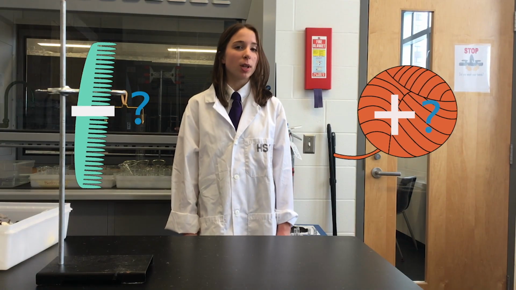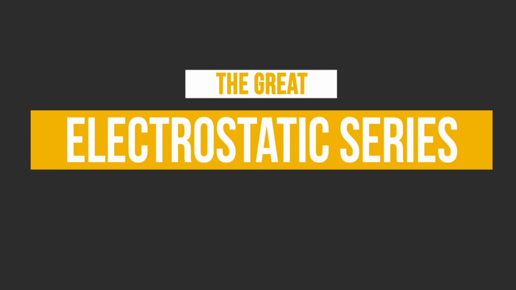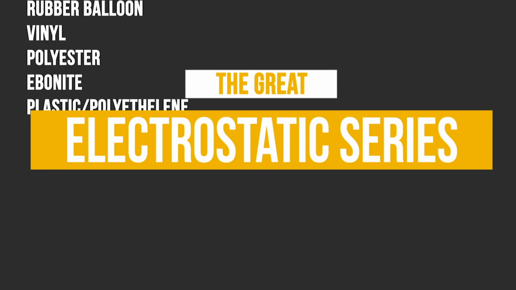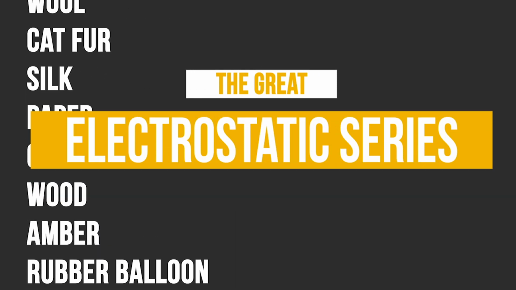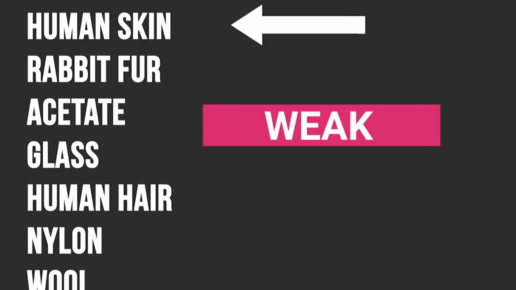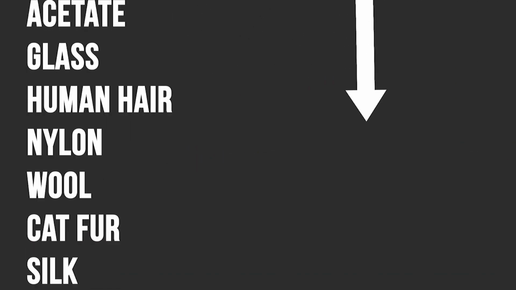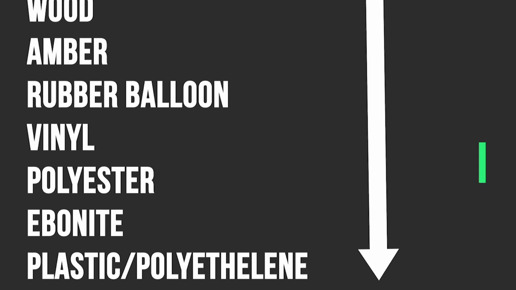In this video, we're going to review how to charge by friction. Now, a key factor in charging by friction is knowing which object will become positively or negatively charged. We know this by looking at the electrostatic series, which really is just a long list of materials where at the top you have materials with a weak hold of electrons, and at the bottom, materials with a strong hold of electrons.